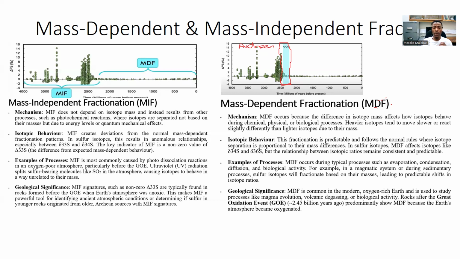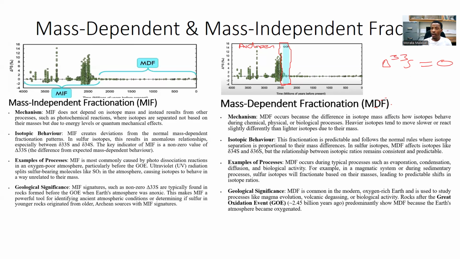If I were to give you an example of the mass-dependent, this is the fractionation which is predictable and follows the normal rules. It follows the normal rules because we know that the Cap 33 sulfur isotope ratio must equal 0. So it must always be on the line, on the 0 line.